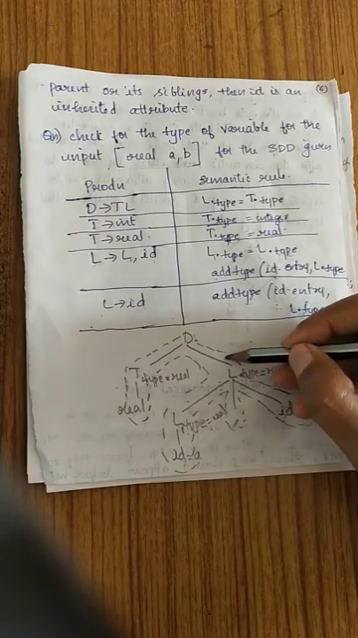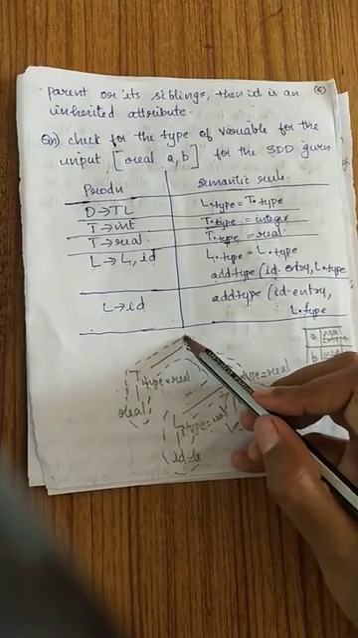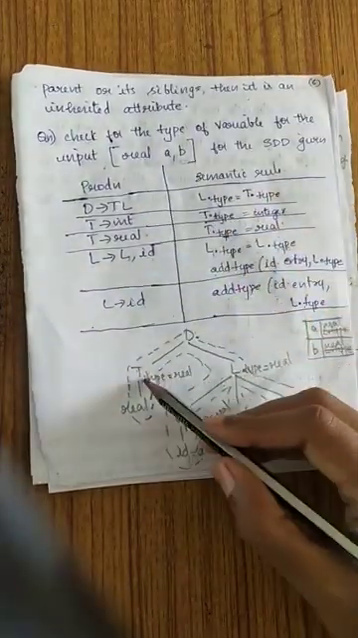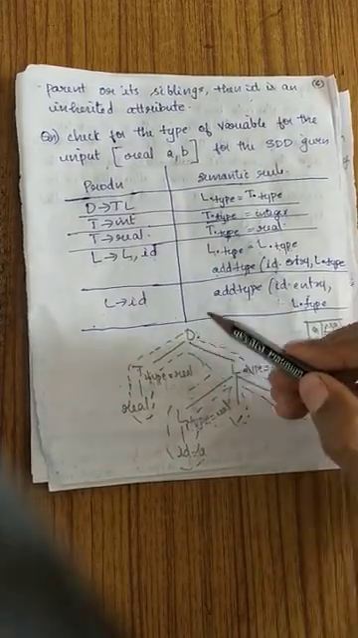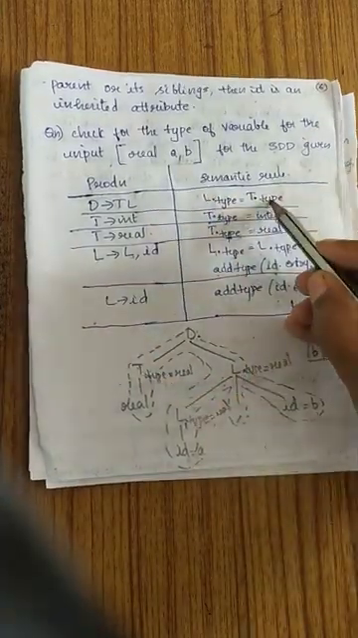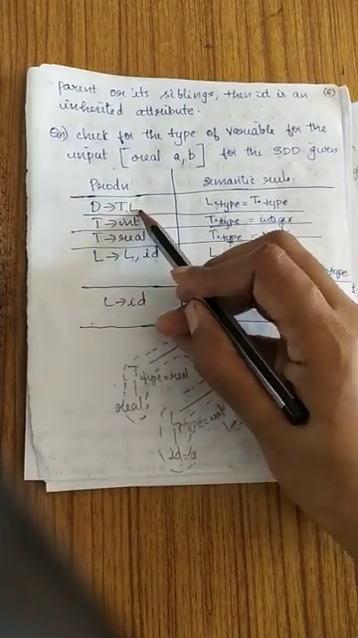So I'm moving back and reached here D. So here D is derived as TL. That means TL is reduced to D. So what happens? We have to perform this action. Whatever be the type of T, that has to be assigned to the type of L. Whatever type T has, that has to be assigned to this L.